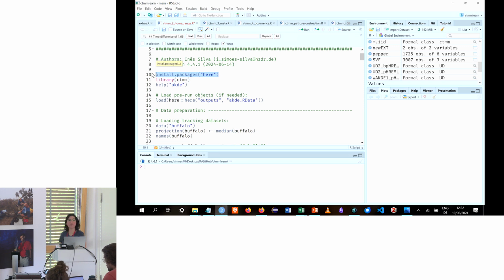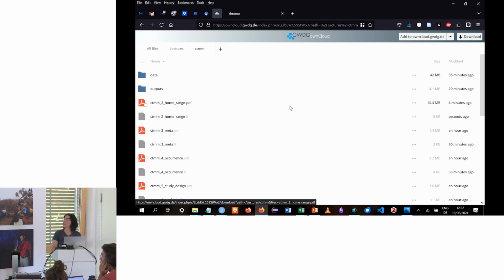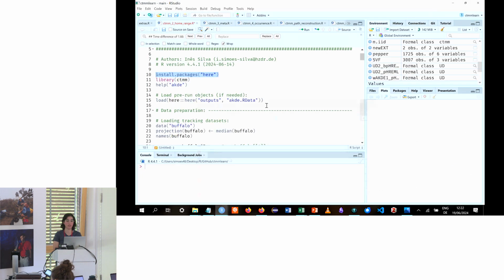So where should we set the working directory? To the output or to the data? Yeah, if you have the AniMove folder that you get from here, and you set the CTMM folder as your working directory, then that here function should work to get the outputs. It will be in reference to your working directory and start there, and when it's asking for where the outputs folder is, it will be within that working directory.